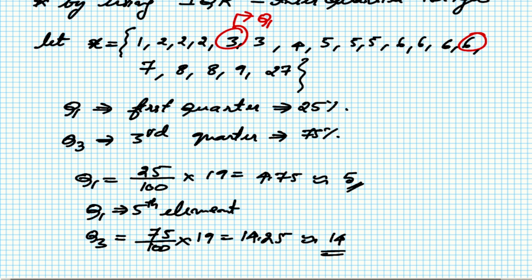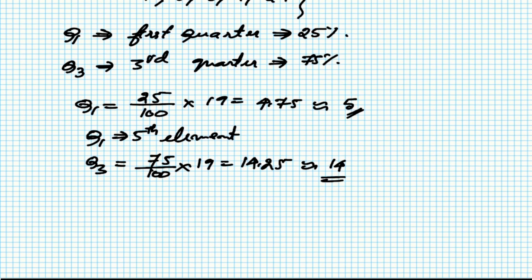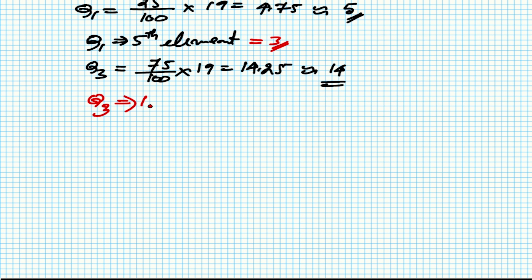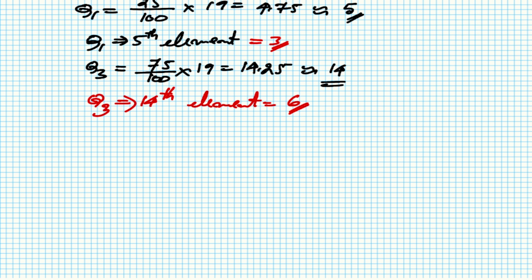Now we'll go for what is called the IQR. Remember those values. I'll write that here. Q1 is equal to 3, and similarly let me write the Q3. Q3 means it is the 14th element, and how much did we get? I think 6, correct? Let us apply that and proceed further.